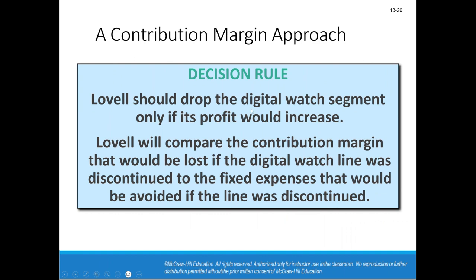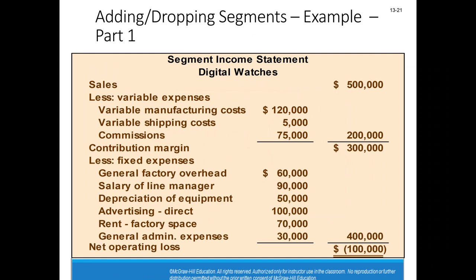They should drop the digital watch segment only if its profit would increase. So we're going to compare the contribution margin that would be lost if the digital watch line was discontinued to the fixed expenses that would be avoided if the line was discontinued. So if we got rid of the revenue and sold or shut down the division, what cost would be eliminated? Here you see that sales would be off by 500,000. So our contribution margin currently is $300,000, but our costs are $400,000, a net operating loss of 100,000.